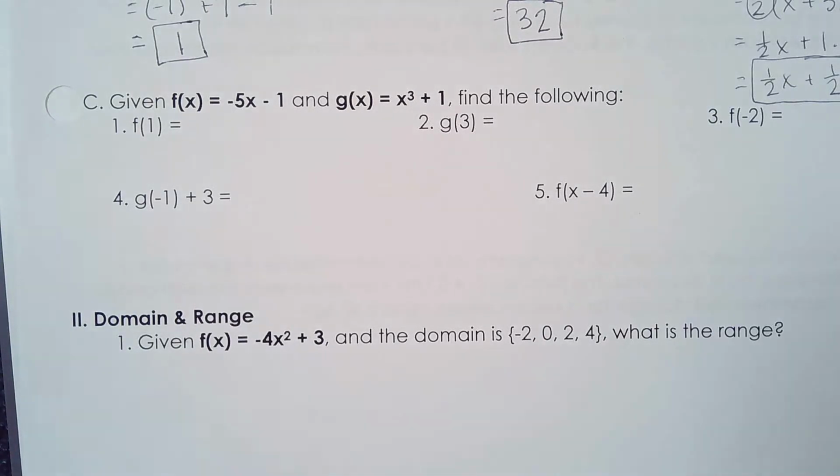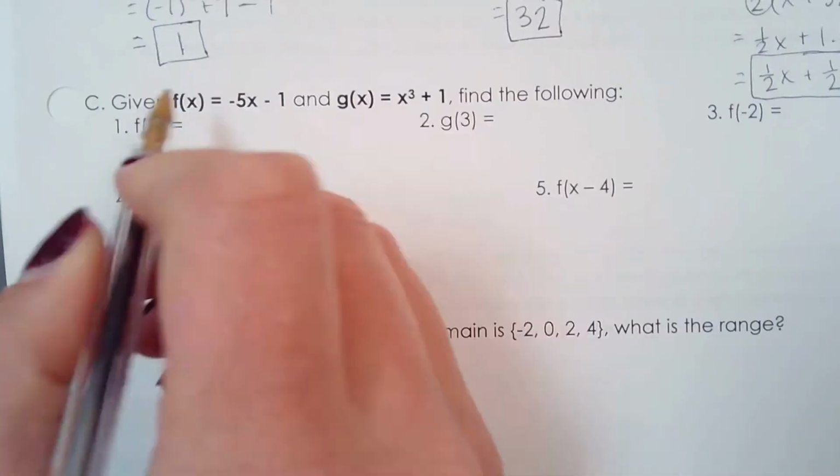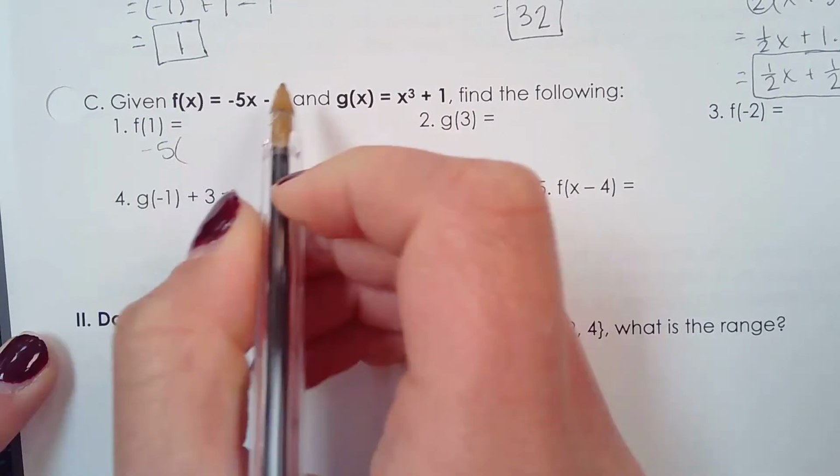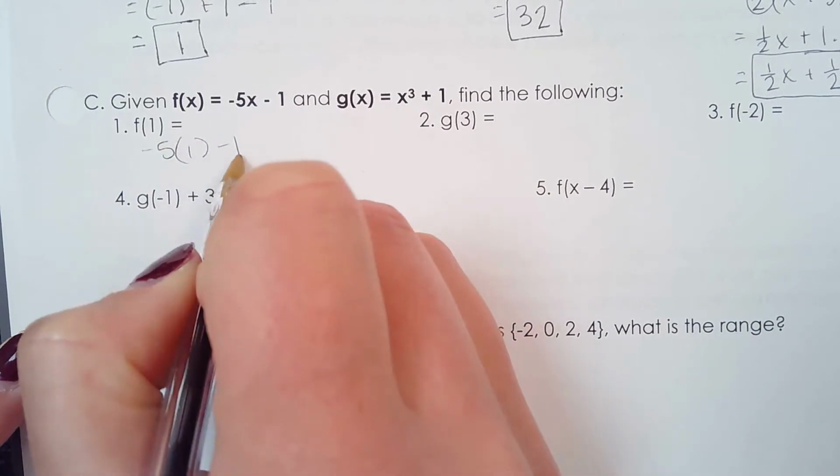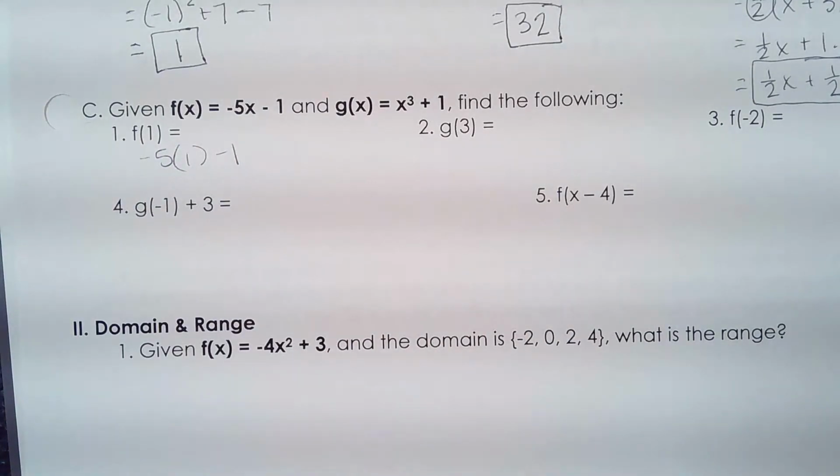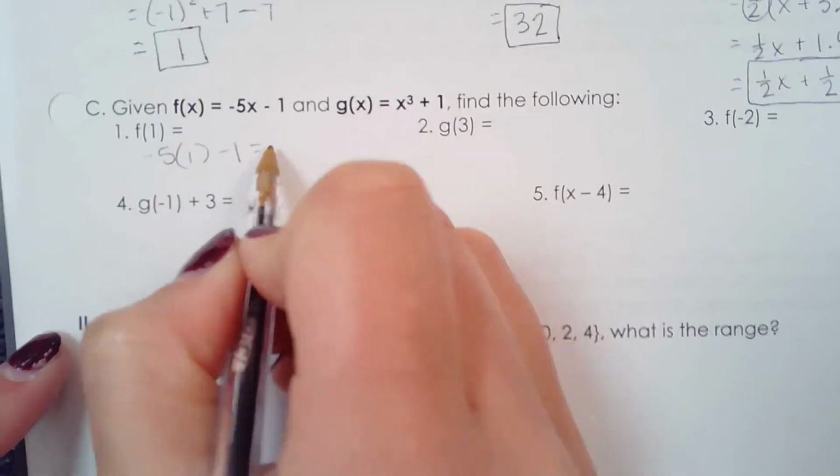Alright, so for number 1, we're doing f of 1. In place of x, what are you putting? 1. So we're using that f function. So you have negative 5 times what? 1 minus 1. So negative 5 times 1 gives you what? Minus 1 gives you negative 6.